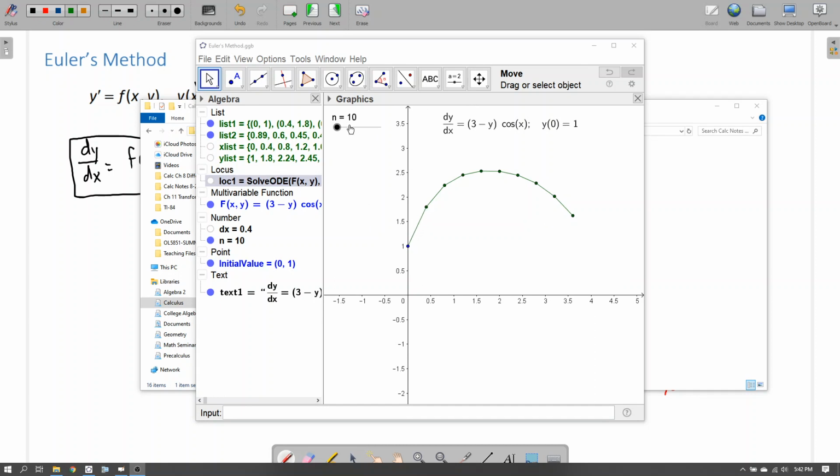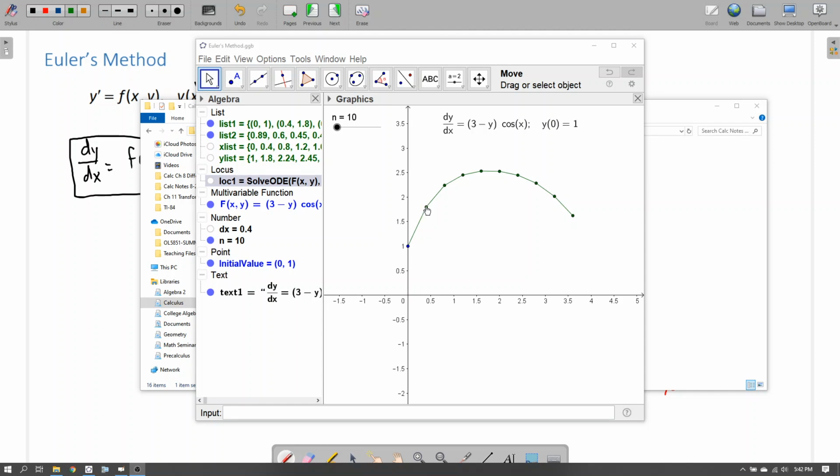And I decided I'm doing 10 approximations, 10 segments. So I took the interval, I'm just looking at the interval from 0 to 4. I divided it into 10 equal intervals, so my delta x is 0.4. So I went over 0.4 units and I stopped. This then gave me my first endpoint and my first approximation node, you could say.